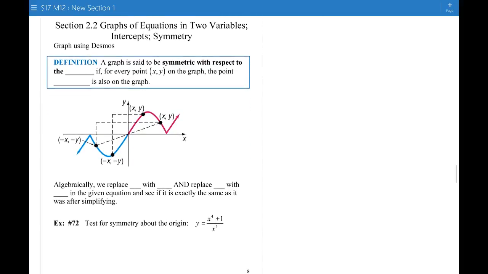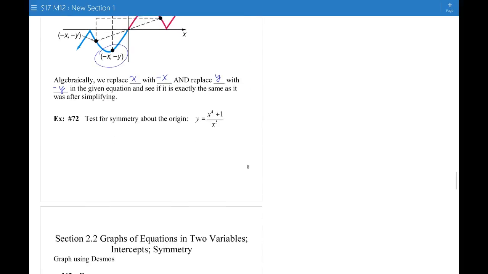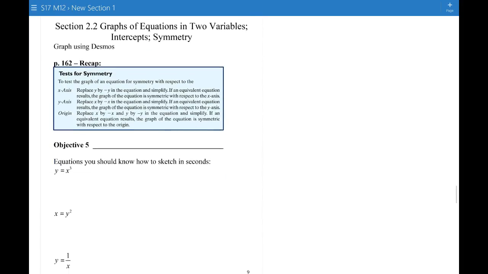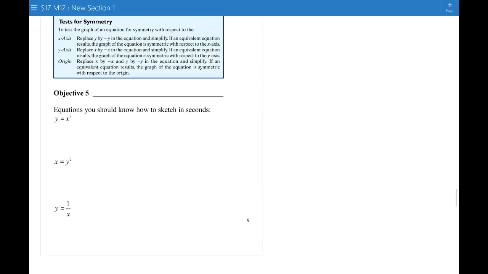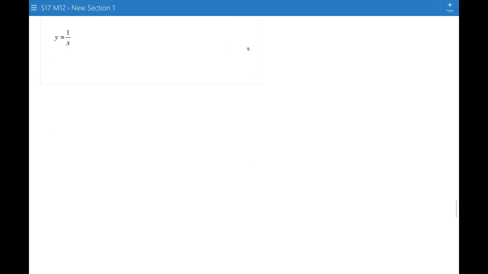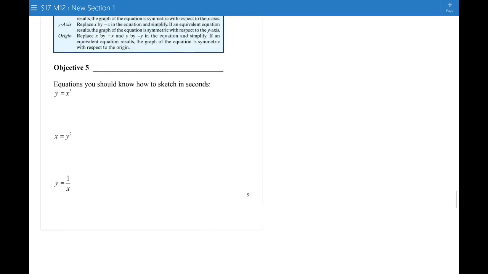Okay, and then the third kind is symmetric to the origin. Every point (x, y) on the graph has to have the point (-x, -y) also on the graph. You can probably see that we're going to replace x with -x and replace y with -y to see if everything comes out exactly the same. We'll test this one together. Okay, this is a little recap of the tests for symmetry from your book. And then objective 5, we're going to talk about these equations that you should be able to make graphs of quickly, and we'll work on those in class.